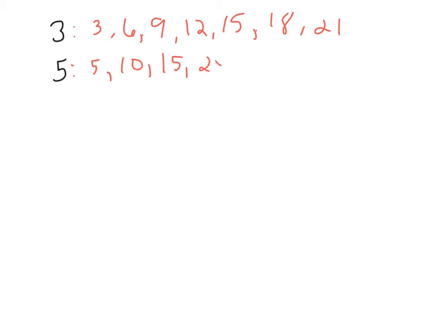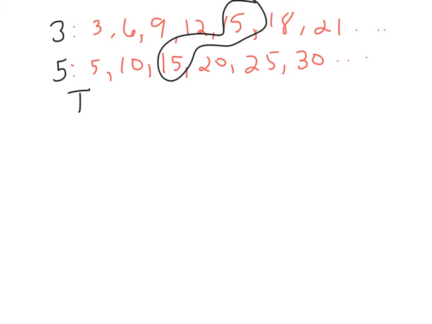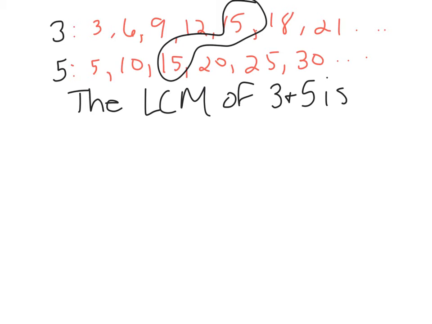15, 20, 25, 30. And of course, these would all keep going. So let's see what we have here. It looks like 15 is the least common. And so we would say that the LCM of 3 and 5 is 15. Remember this when you go to do your homework.